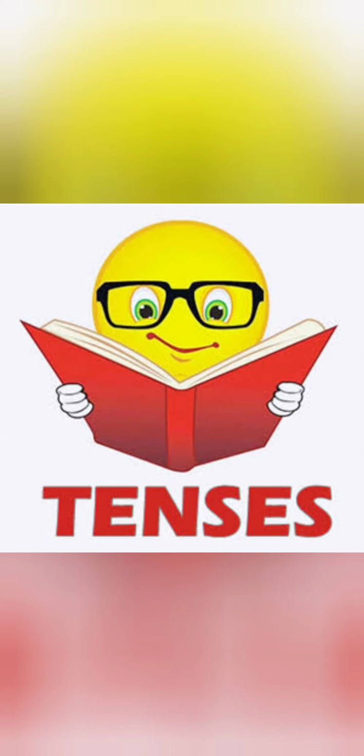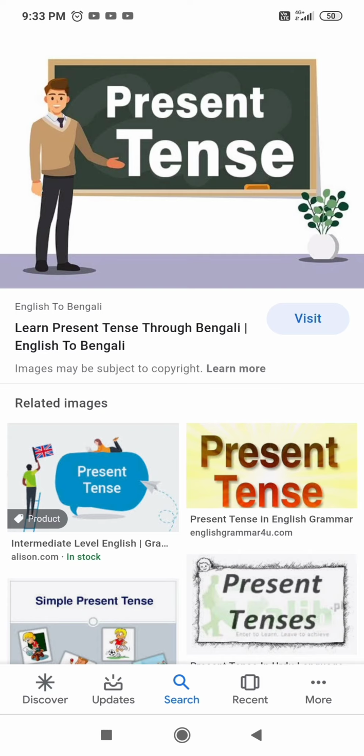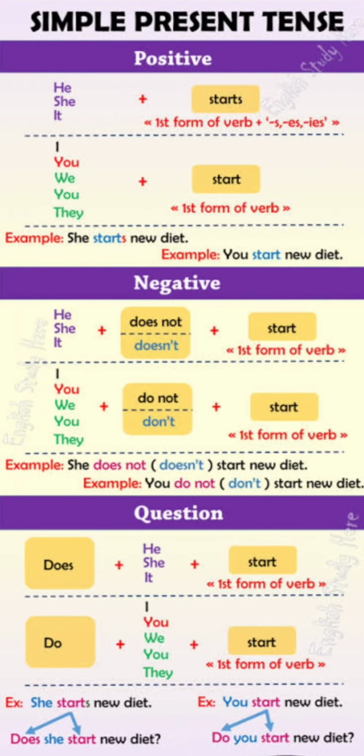Hope you understood what is tense. So in this video we are going to learn about present tense and its four aspects with suitable examples and their usages. Okay, now we will see the simple present tense. In this image you can see the positive statements and its rules and examples, and negative statement and its rules and examples, as well as question and its rules and examples.